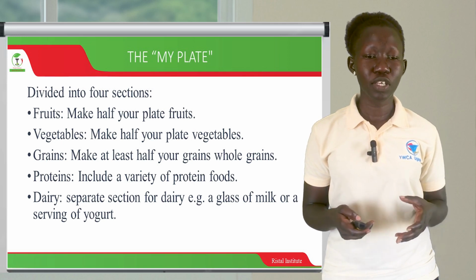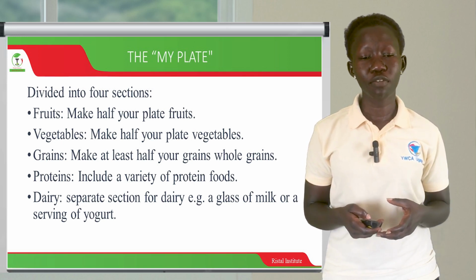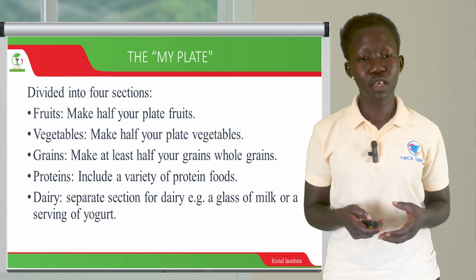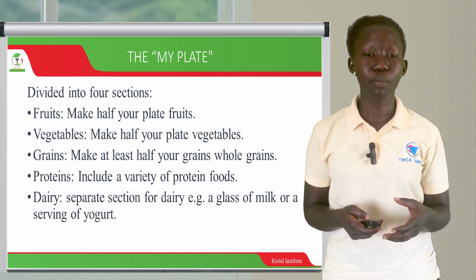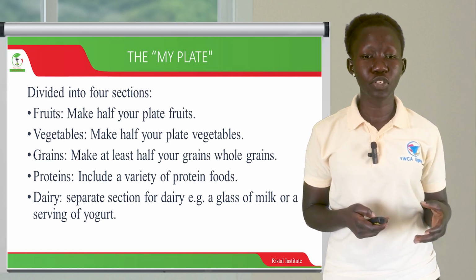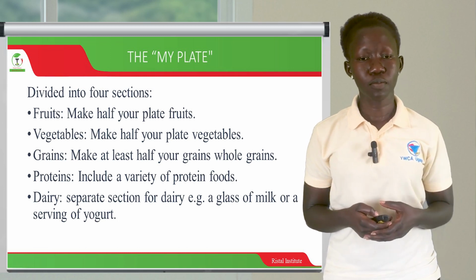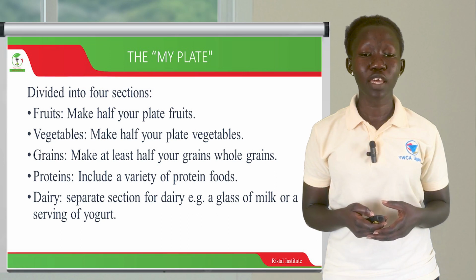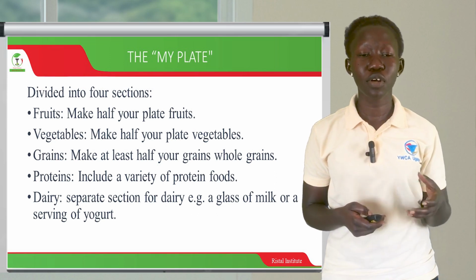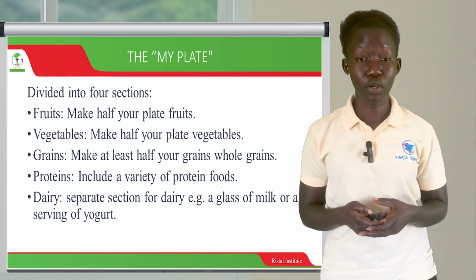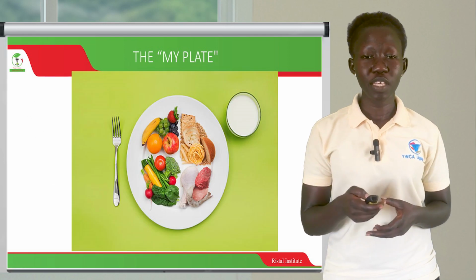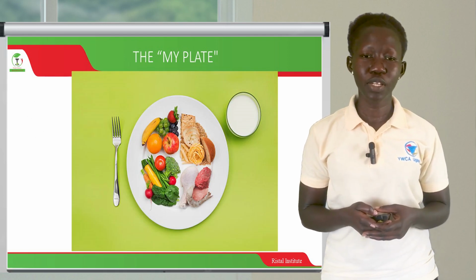On top of the 4 sections, we also have dairy as a reminder for us in the My Plate. It's a separate section that instructs us to have at least a glass of milk or a serving of yogurt in our diet. So this is basically how the My Plate looks.